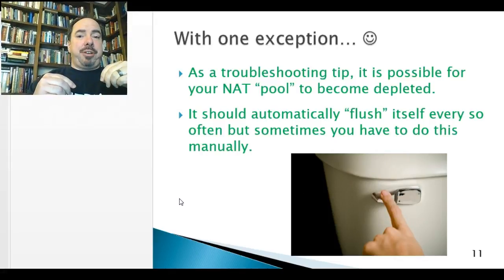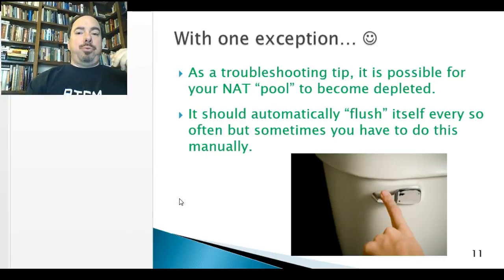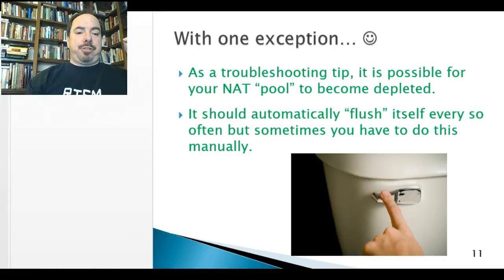So if people can't get to the internet, you might have to either give a flush command at the command prompt, or, as with all things, just reboot it. Just reboot your firewall. People will be down for a couple of seconds, but then they'll be able to get back out. Your NAT pool can become depleted if you didn't get enough public IP addresses. So this may be a symptom that you need more public IP addresses in order to support more simultaneous connections.